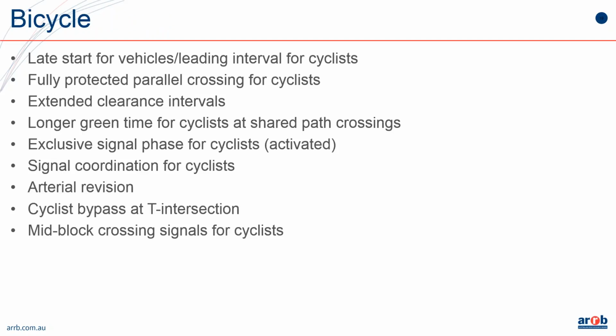Bicycles. These are some of the examples of traffic signal techniques that support bicycle operation. The first one is late start for vehicles, so bicycle phases are started prior to parallel vehicle phases. An early start positions cyclists where they are most likely to be noticed by motorists when a parallel vehicle phase begins. Typically, the vehicle late start would only be activated if a bicycle is detected. Another example is the fully protected parallel crossing for cyclists at a shared path crossing. Green bicycle signals are displayed concurrently with the operation of green pedestrian signals at a protected parallel shared path crossing. Typically, the cyclist or pedestrian on a shared crossing would be required to press a call button to activate the crossing.